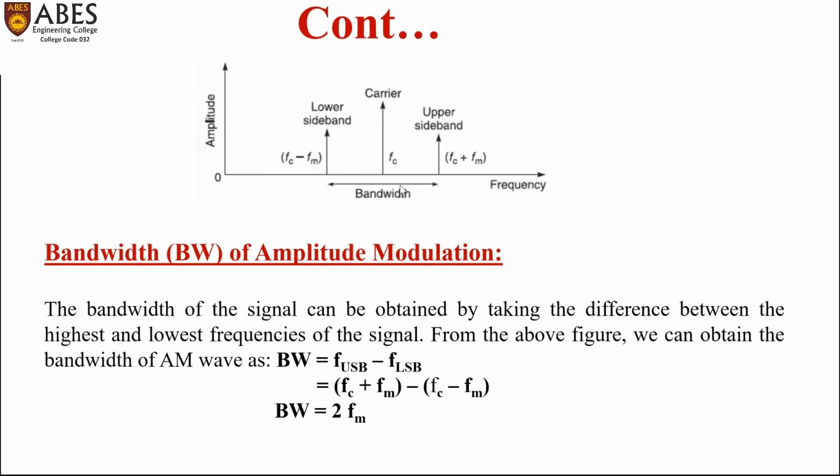And if someone is interested in calculating the bandwidth, then we can easily calculate it by subtracting the lower sideband from the upper sideband. That is FC plus FM minus FC minus FM. So in this way, we can calculate the bandwidth, and we get a bandwidth equal to 2FM.